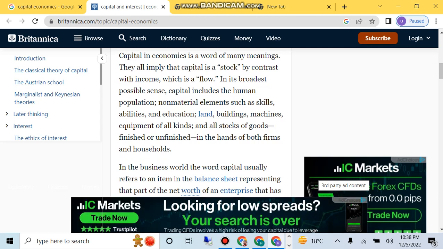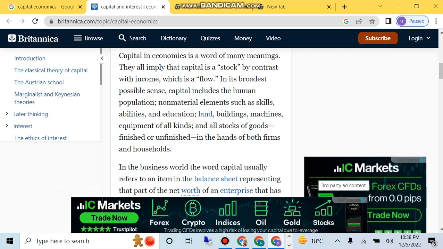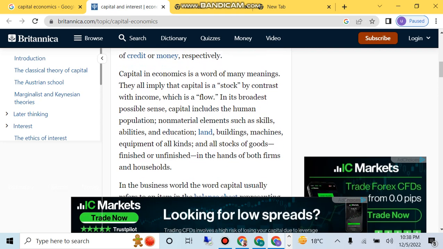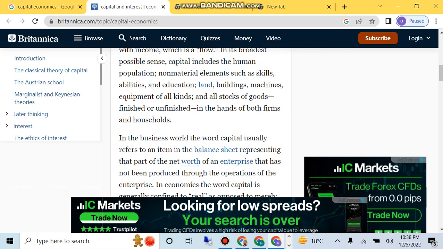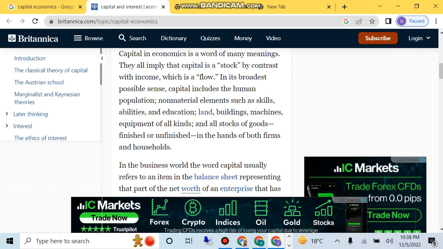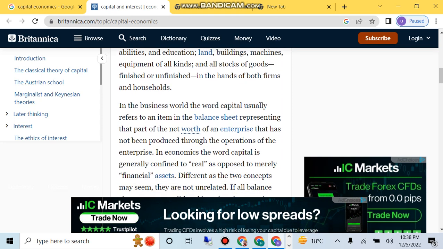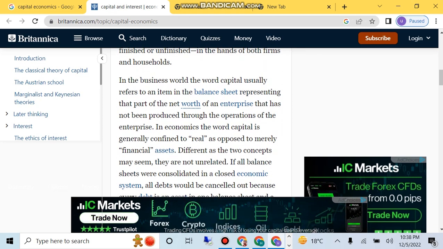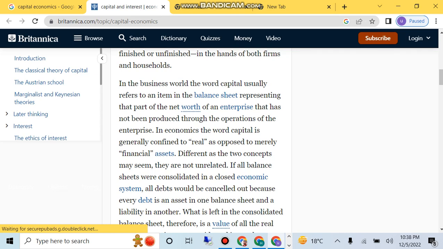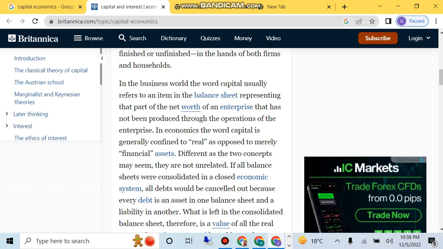non-material elements such as skills, abilities, and education, land, buildings, machines, equipment of all kinds, and all stocks of goods, finished or unfinished, in the hands of both firms and households. In the business world, the word capital usually refers to an item in the balance sheet representing that part of the net worth of an enterprise that has not been produced through the operations of the enterprise.